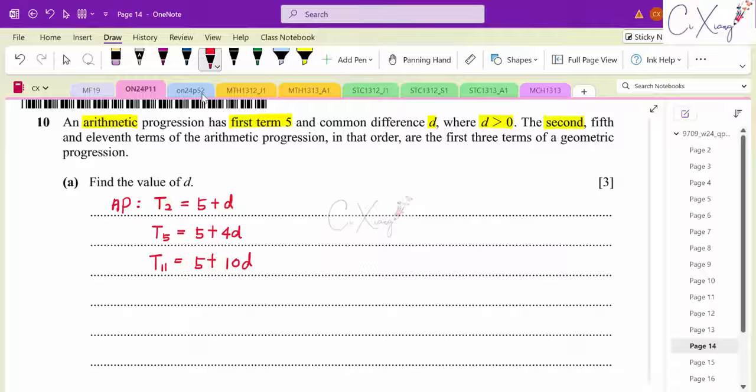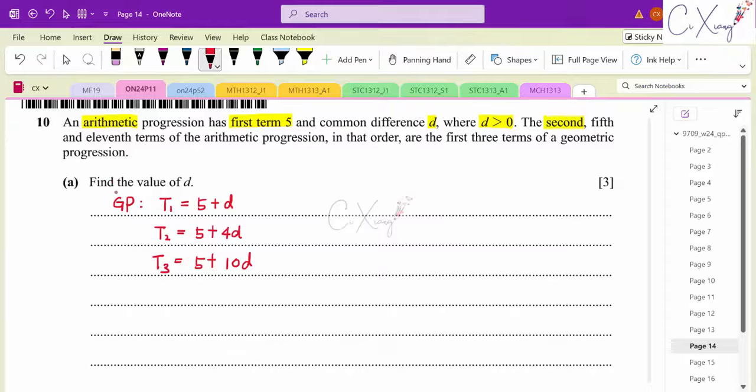And now they are saying that these are the first 3 terms of a geometric progression. So that means these 3 terms here basically belong to the first 3 terms of the geometric progression, GP. So for the GP, this one is the first term, this one is the second term, this one is the third term. Right. And now they want us to find the value of d. So how can I find the value of d if I know that this is the first term, second term, and third term in a geometric progression?